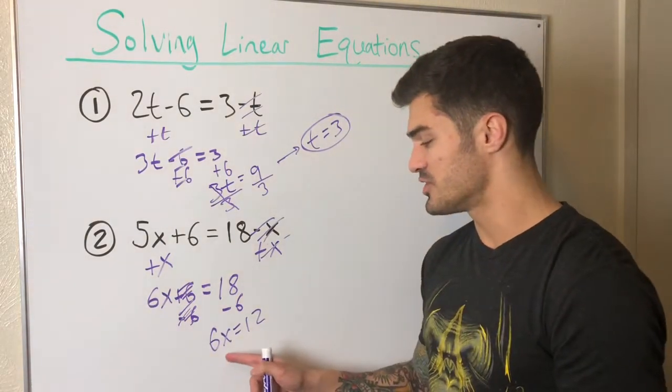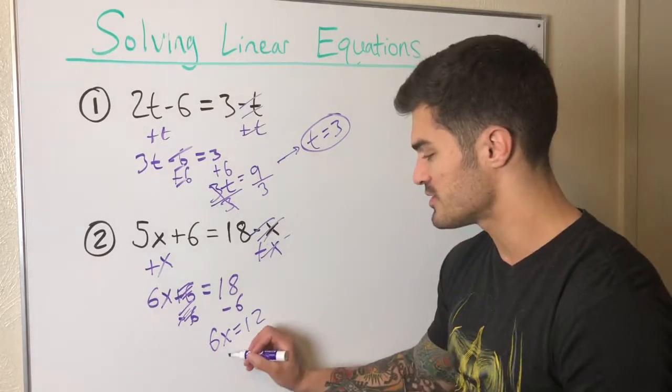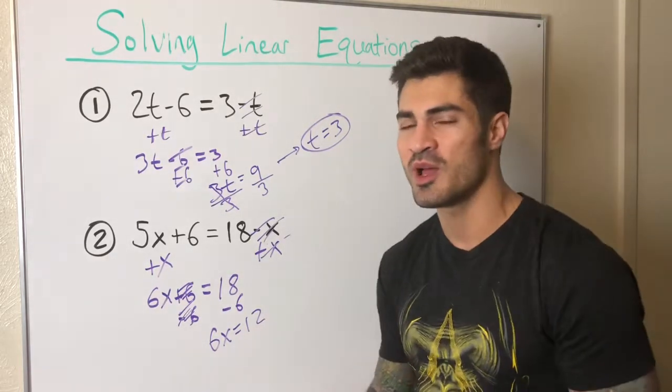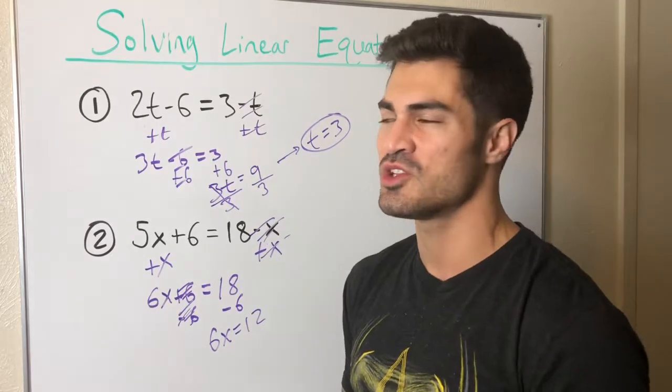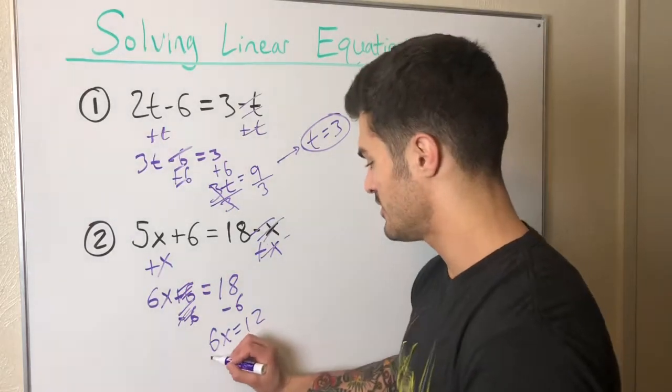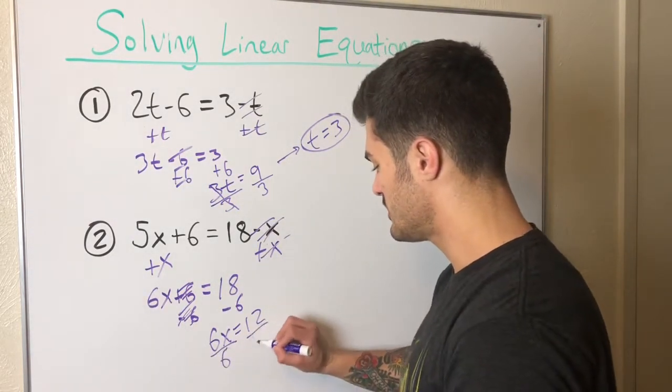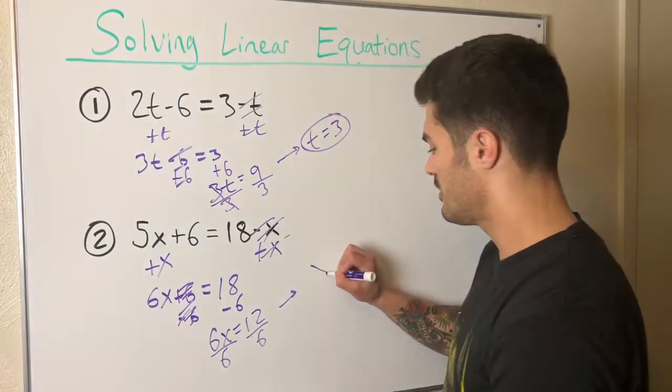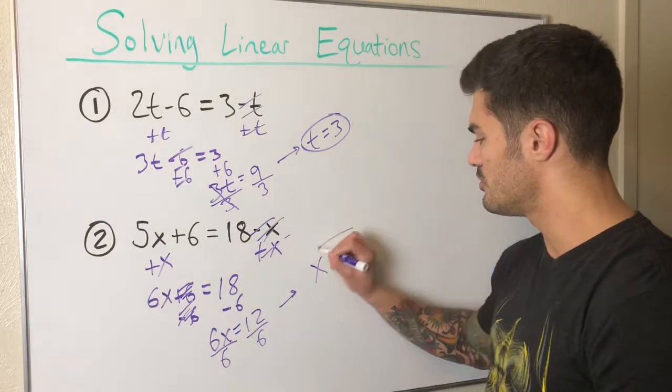Now I can divide both sides by 6 so I can solve for x. I gotta isolate x, it's being multiplied by 6, so to get rid of that multiplication, I have to divide by 6. So divide both sides by 6, and I'm left with x equals 2.